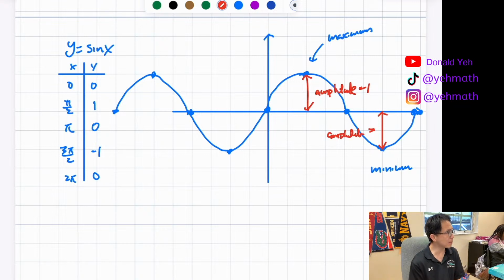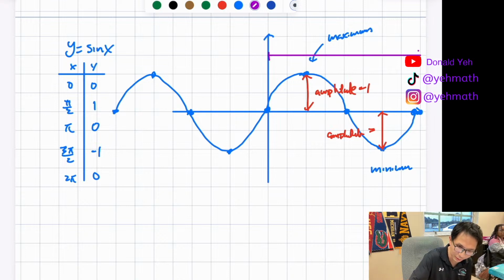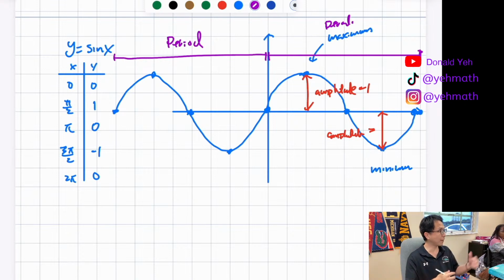Now where is the period? Very crucial that you guys know what a period is. 0 to 2 pi, thank you. So I'm going to say it's from 0 to 2 pi. You should see that from here to here, that is going to be a period. It turns out from here to here, it's also a period. Basically the whole graph goes through the whole cycle. So there are 2 cycles here, so we call it 2 periods.